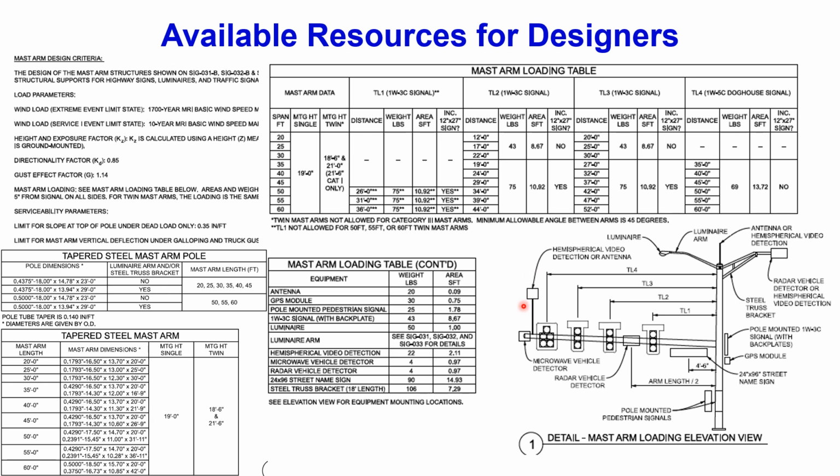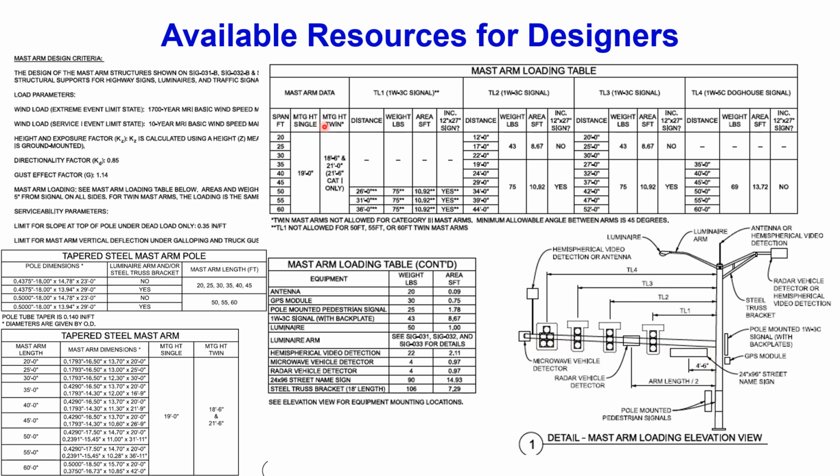For example, if we open up one of those pages, you're going to see a detailed mast arm loading elevation view. So it shows the column, mast arm, and also there's a steel truss bracket, or luminaire and luminaire arm. So they have other attachments on the mast arm as well as the column.